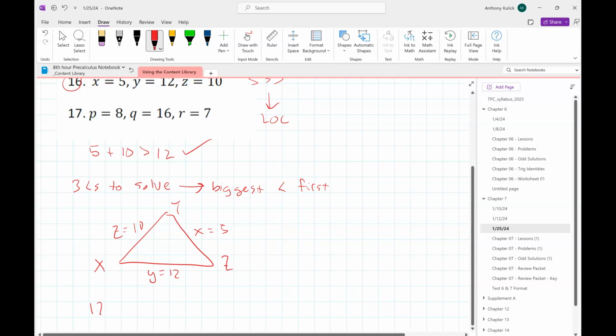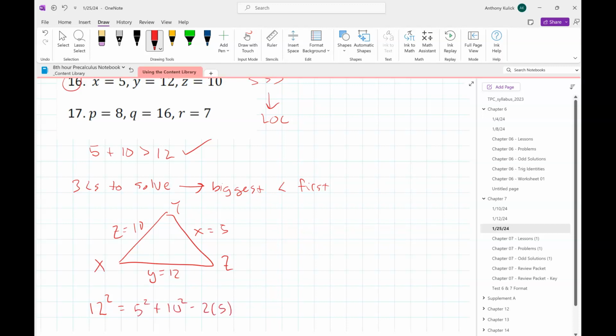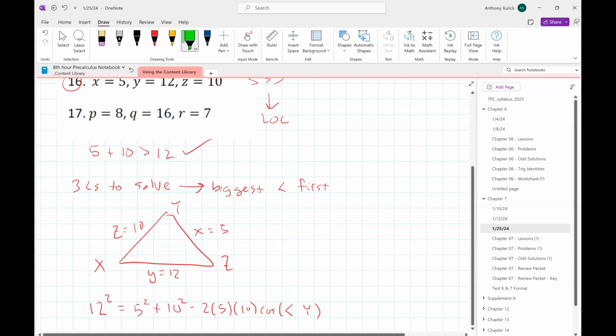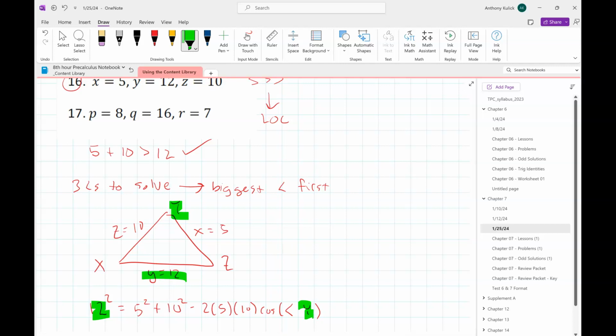So I'll set up my law of cosines, so I'll have side squared equals other side squared plus other side squared minus 2 times the other 2 sides times cosine of the angle that's opposite. Right? So if I use side Y over here, angle Y is going to go over there. Doesn't matter what the names are. Is that okay with everybody?